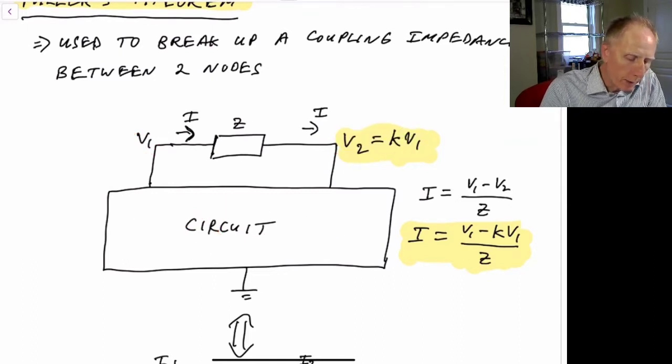So now what we know is that I, the current through this impedance, is V1 minus V2 divided by Z. Because we know V2 is equal to K times V1, we can write that as V1 minus K times V1, divided by Z.